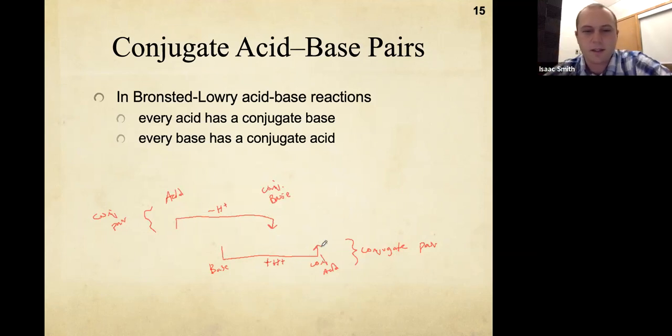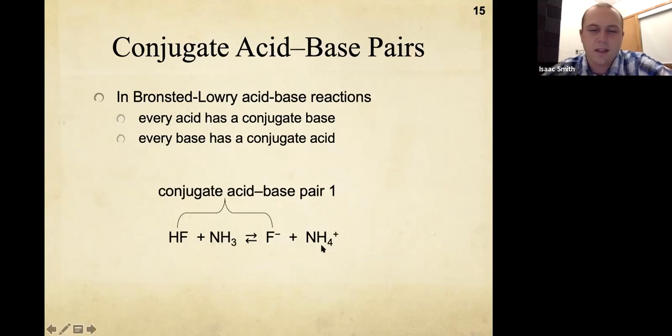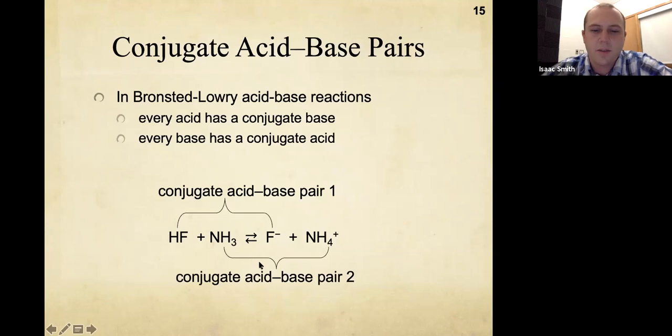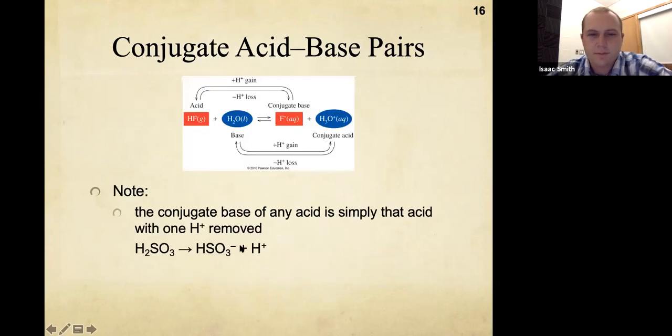Okay, let me back it up to the slide. So you have a conjugate acid-base pair 1, right? And then another acid-base pair 2. And so really you're just looking for common anions or common core units in these acid-base pairs.